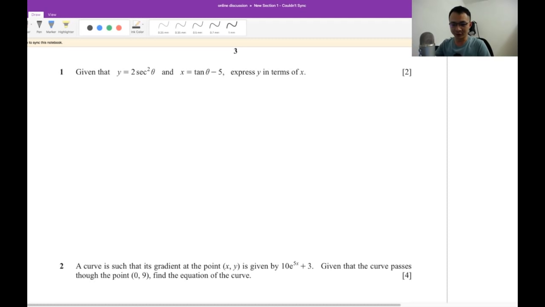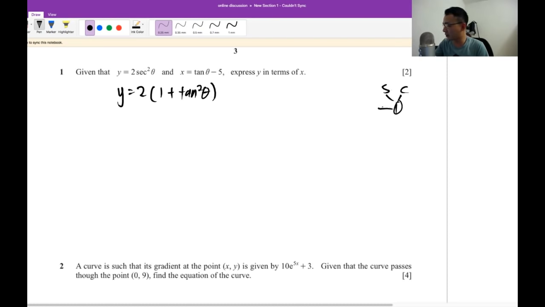Alright, what we will do here is, we know that secant square equals 1 plus tangent square. Make sure you remember the formula. If you can remember the formula, it will be good. So this is sine, cos, tangent, and this one will be secant. So tangent square plus 1 equals secant square.